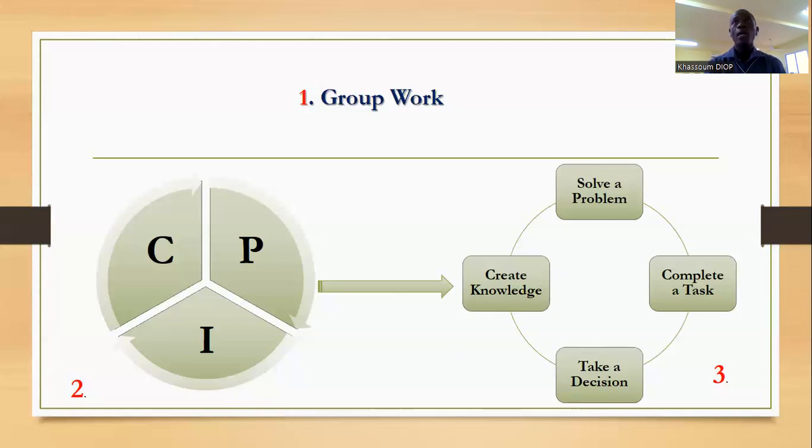So roughly speaking, in collaborative learning, we expect students to work in a group, to communicate, to participate, to get involved, while performing tasks like solve a problem, create knowledge, complete a task, and take a decision. Now remember these four tasks: solve a problem, complete a task, take a decision, and create knowledge. Because we're going to be focusing on these four for the next activity.